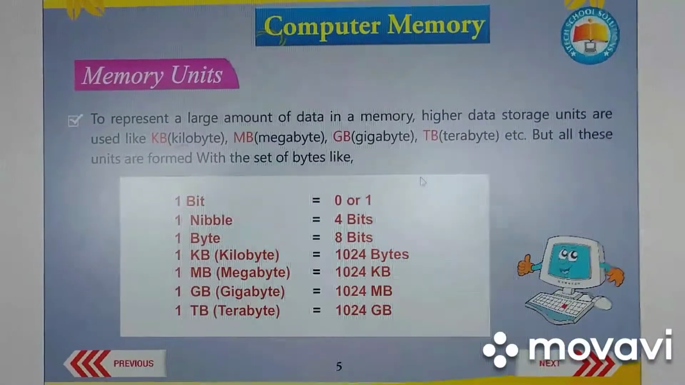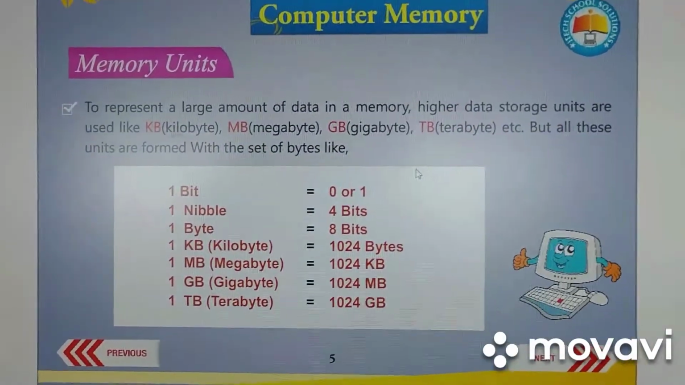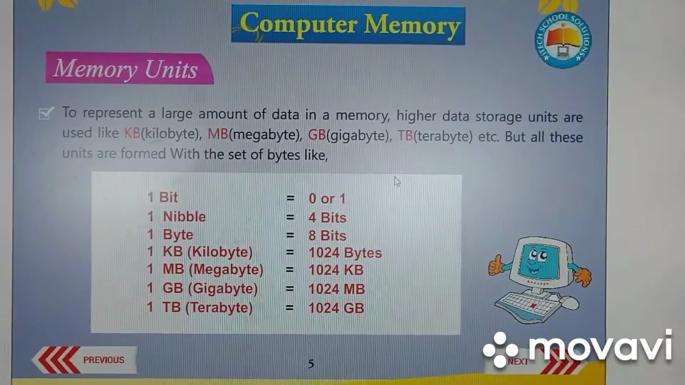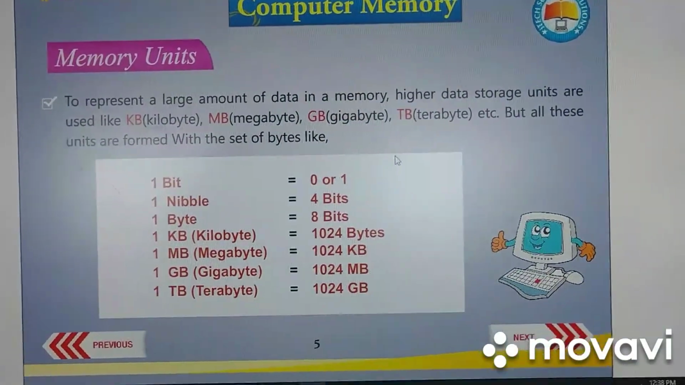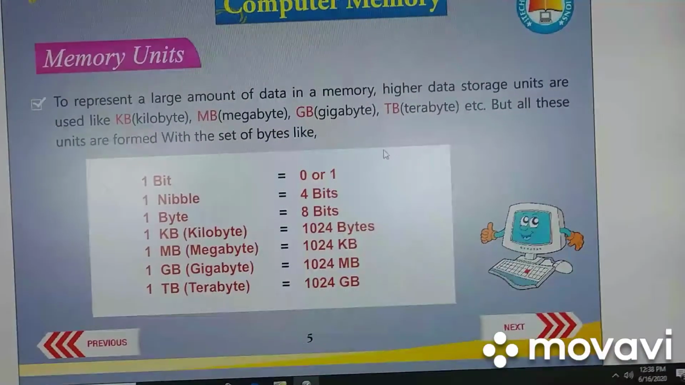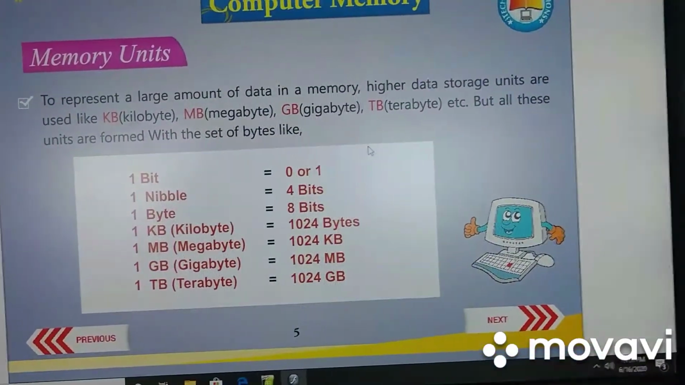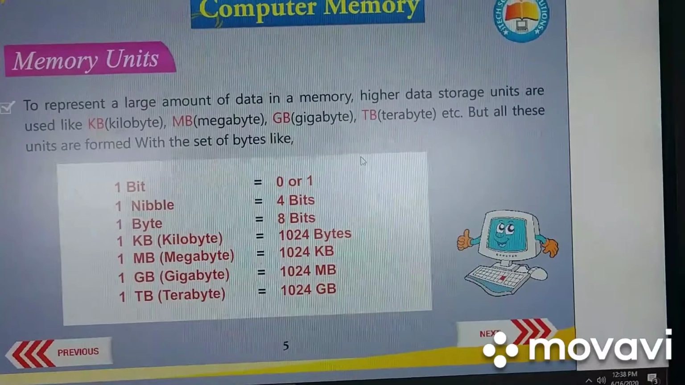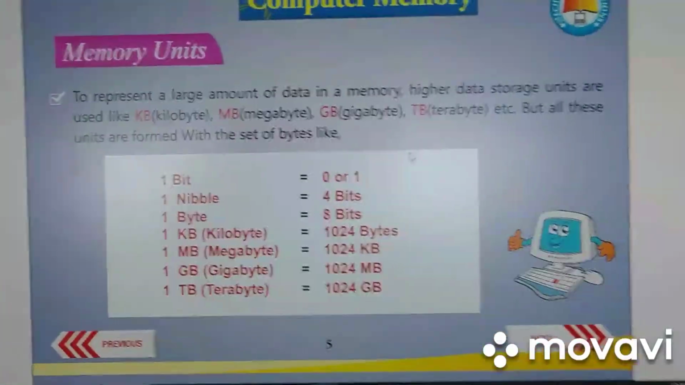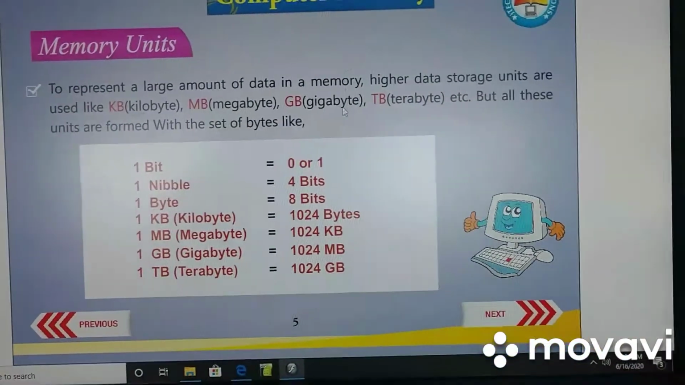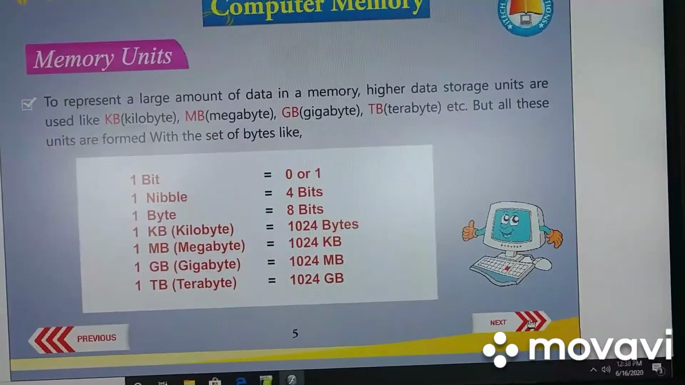Okay children, as you see, last class we discussed that 1 bit is equal to zeros and ones, 1 nibble is equal to 4 bits, 1 byte is equal to 8 bits, 1 kilobyte is nothing but 1024 bytes, 1 MB is equal to 1024 KB, 1 GB is equal to 1024 MB, and 1 TB, terabyte, is equal to 1024 GB.